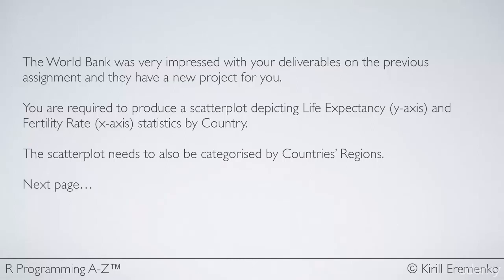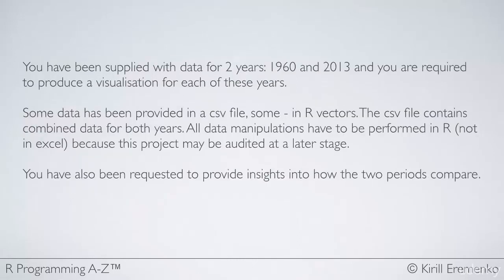Okay. What's more here? You have been supplied with data for 2 years, 1960 and 2013, and you're required to produce a visualization for each of these years. Some data has been provided in a CSV file, some in R vectors. The CSV file contains combined data for both years. All data and manipulations have to be performed in R, not in Excel, because this project may be audited at a later stage. You have also been requested to provide insights into how the two periods compare.